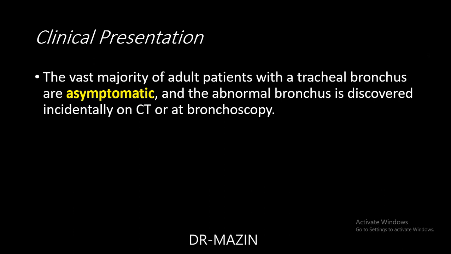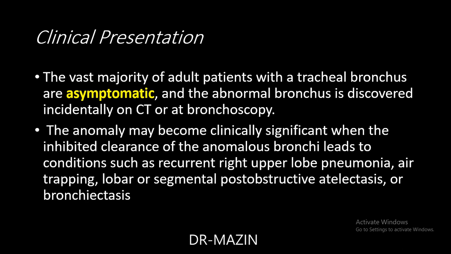Clinical presentation: the vast majority of adult patients with a tracheal bronchus are asymptomatic, and the abnormal bronchus is discovered accidentally on CT or in bronchoscopy. The anomaly may become clinically significant when impaired clearance of the anomalous bronchus leads to conditions such as recurrent right upper lobe pneumonia, air trapping, lobar or segmental post-obstructive atelectasis or bronchiectasis.